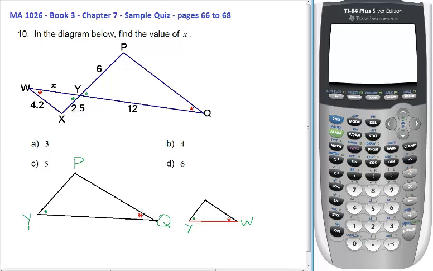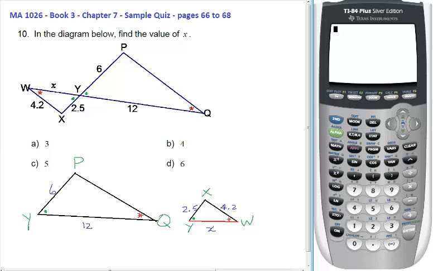So now we have them drawn in the same orientation. And this top letter P must correspond to what? The only letter that's left is X. Now put in your sides. What is YQ? YQ is 12. PQ we don't know, and the other side, PY, is 6. Now XY is 2.5, and XW is 4.2, and YW is x. So they're giving us an extra side in the small triangle that we don't need.